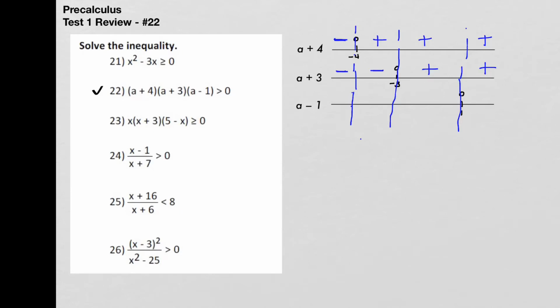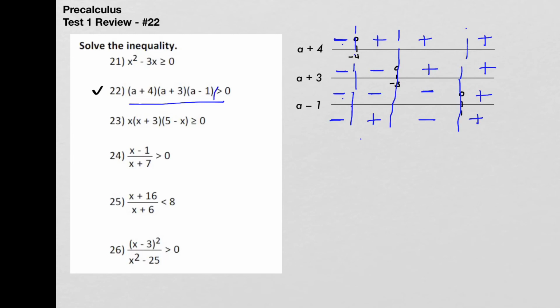And then finally I look at a minus 1, and if I plug in a value less than 1, I'm going to get a negative. And plug in a value greater than 1, and you get a positive. So now, because these three factors are all multiplied together, I'm going to multiply their signs. So a negative times a negative times a negative is going to give me a negative. A positive times a negative gives me a positive. And then we have negative and we have positive. Now, they don't have to alternate like this, but very, very often they do.